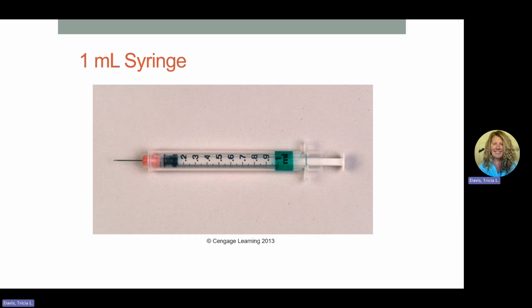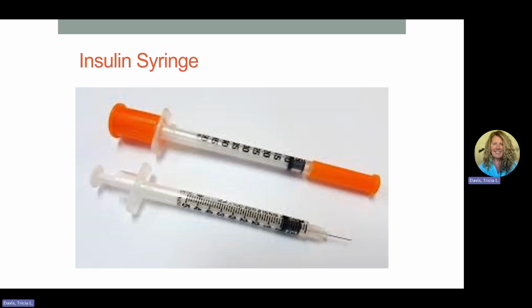We also have syringes called tuberculin syringes, or you may hear them referred to as a TB syringe. These are also used to administer small doses, typically 1 ml here. They're calibrated in 1/100th of an ml. We have insulin syringes, which we measure our insulin in, and these are units only. So we don't use these for anything else besides insulin because we are drawing our insulin up in units.